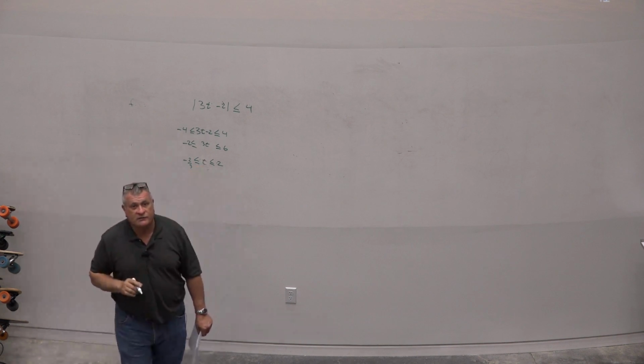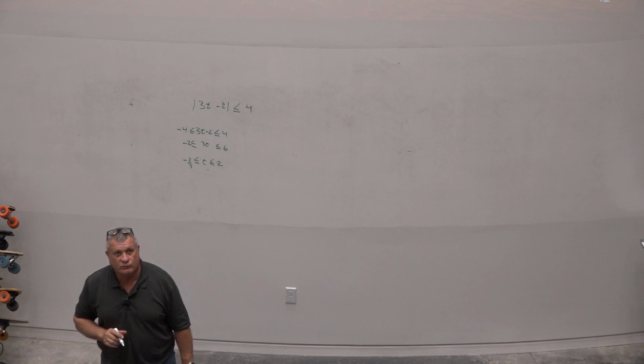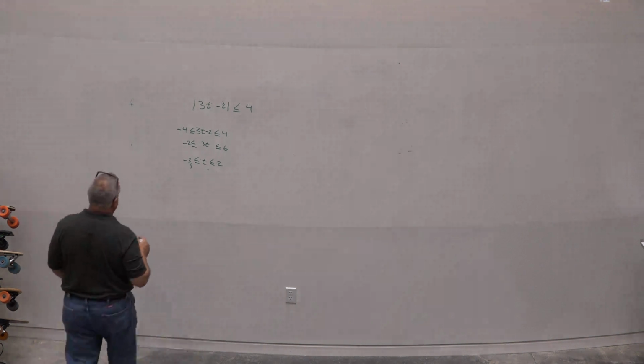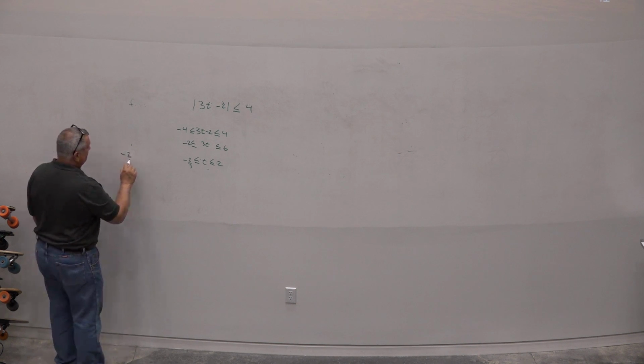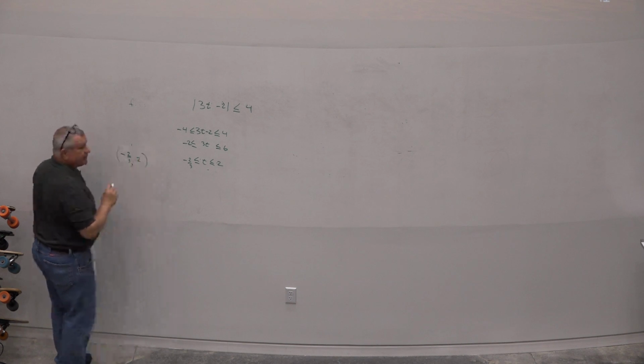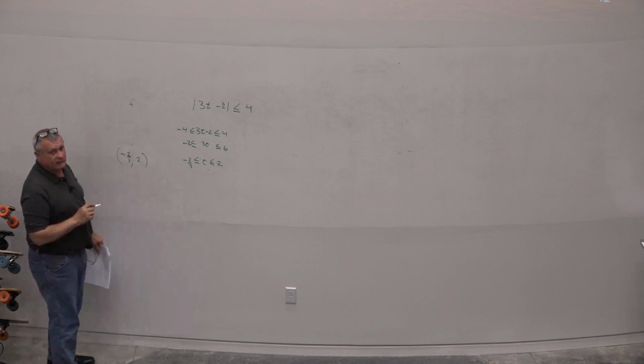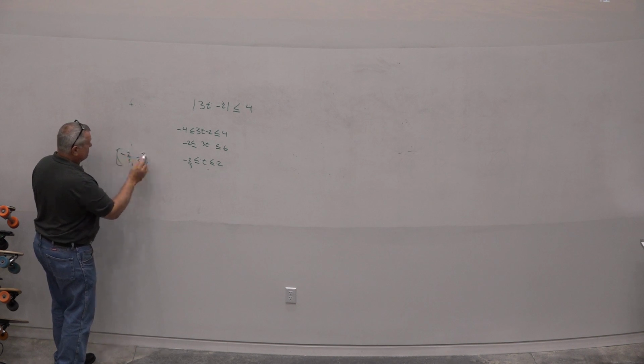Okay, so you know what that looks like on a number line. How would you write that in interval notation? With the small number, go to the larger number. Square brackets, right? All right, square brackets.